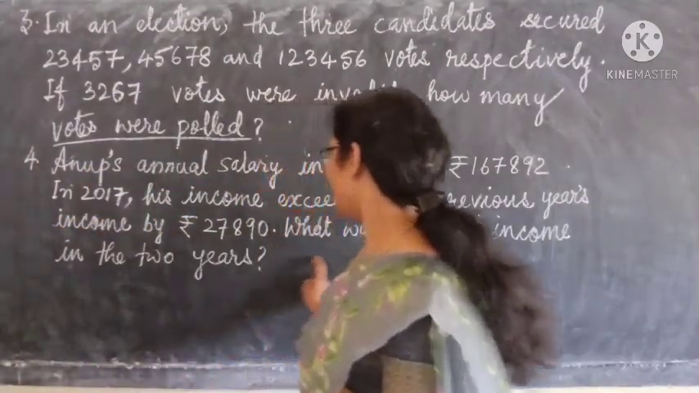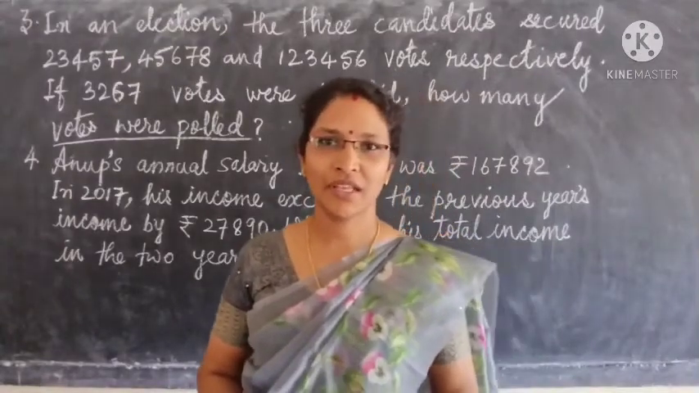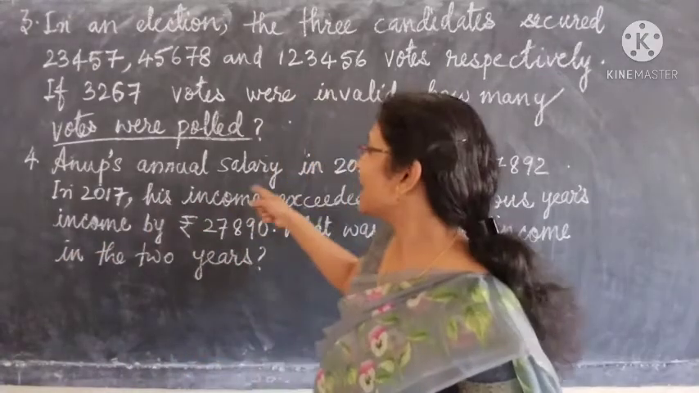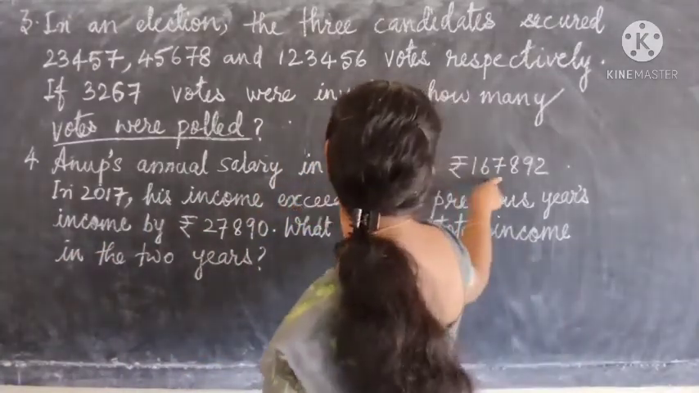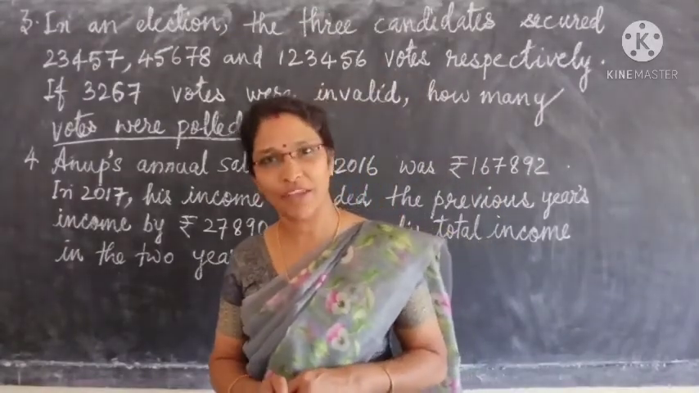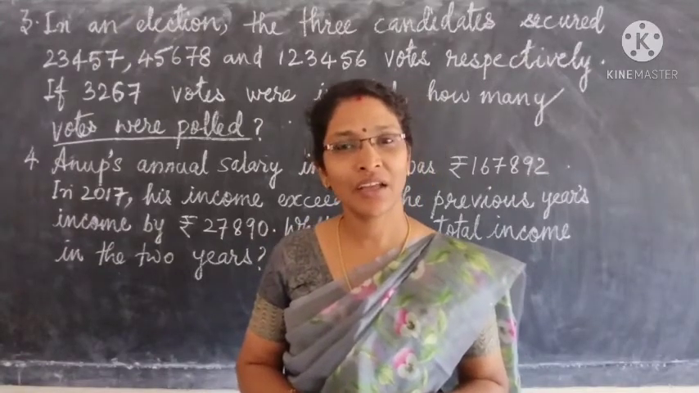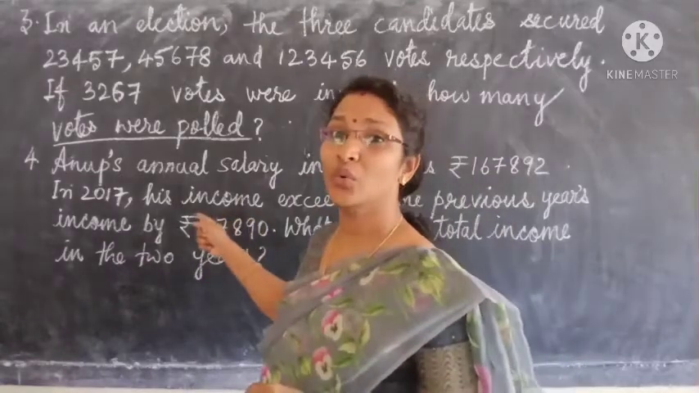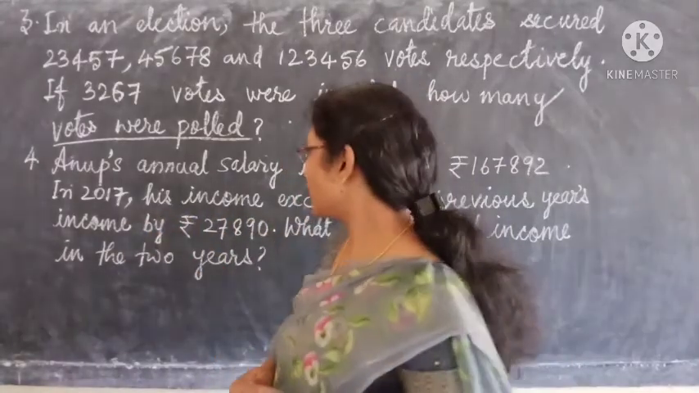Okay, you have to find out the total income of 2 years. And the first year's, 2016's income is very clearly given to us. It is 1,67,892 rupees. And is the salary of 2017 given? No, that is not given, but we have got a clue to find out the salary of 2017. What is that?